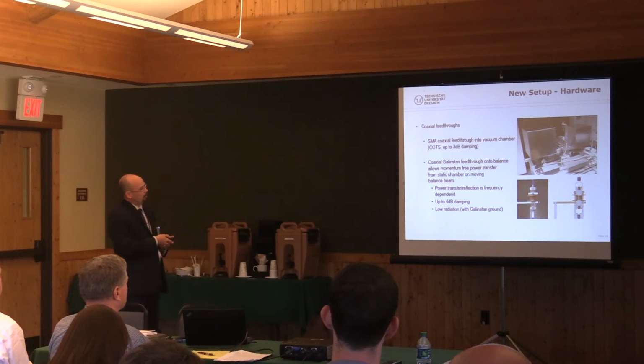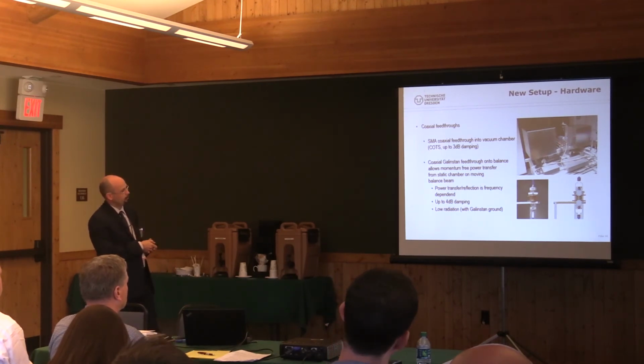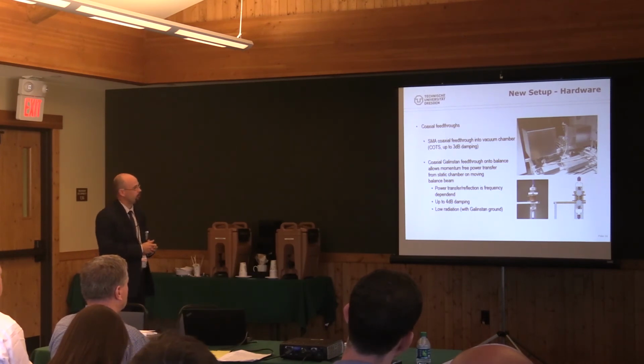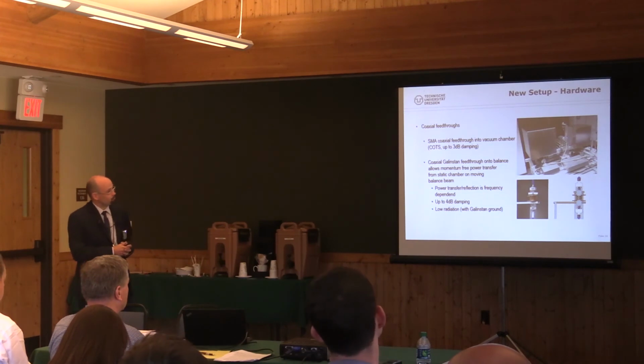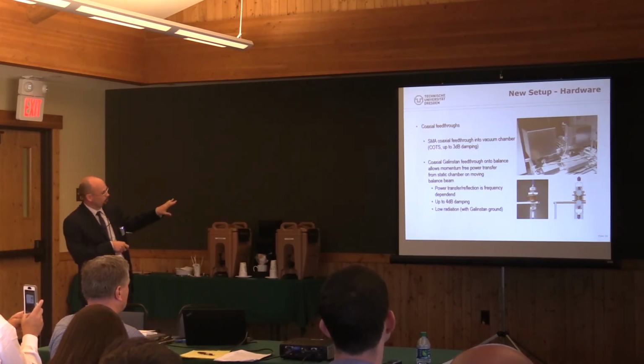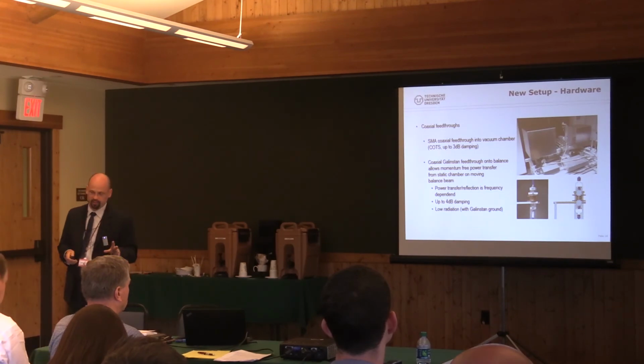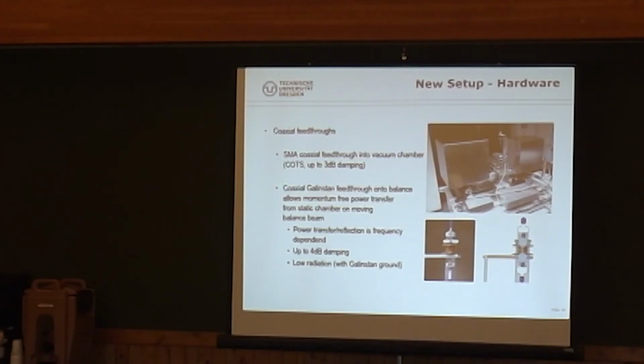You can see here a photo of our balance with a mu metal shielding, and on the top is our RF feed-through. Well, let's start with the SMA feed-through to our vacuum chamber. It's commercial off the shelf. It has a damping loss of about 3 dB, and well, yeah, that's it.